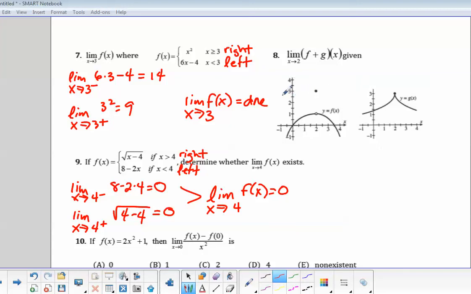Okay, we skipped over number 8. Number 8, I'm trying to find the limit as x approaches 2 of f plus g of x. So what we're going to do is find the separate limits and then add them together. The limit as x approaches 2 of f of x, see it says f of x here, is going to be the value I'm approaching from the left and the right, which is 1. Okay, so this is going to be 1 plus, and here for g of x, it looks like we're approaching 3. So 1 plus 3 equals 4.